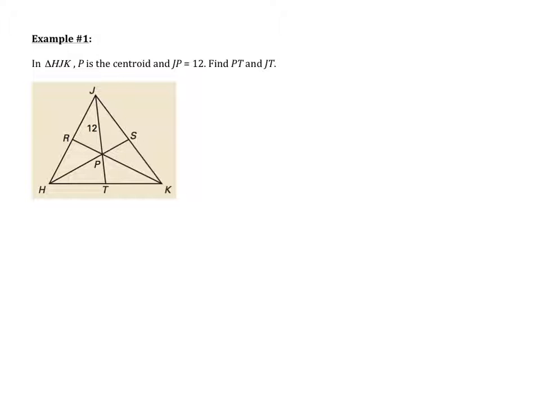Example number 1, in triangle HJK, P is the centroid and JP is 12 units long. Find the length of PT and JT. So let's first think about our relationship between JP and JT. We know from the concurrency of the medians theorem that the length from J to P is equal to 2/3 of from J to T.